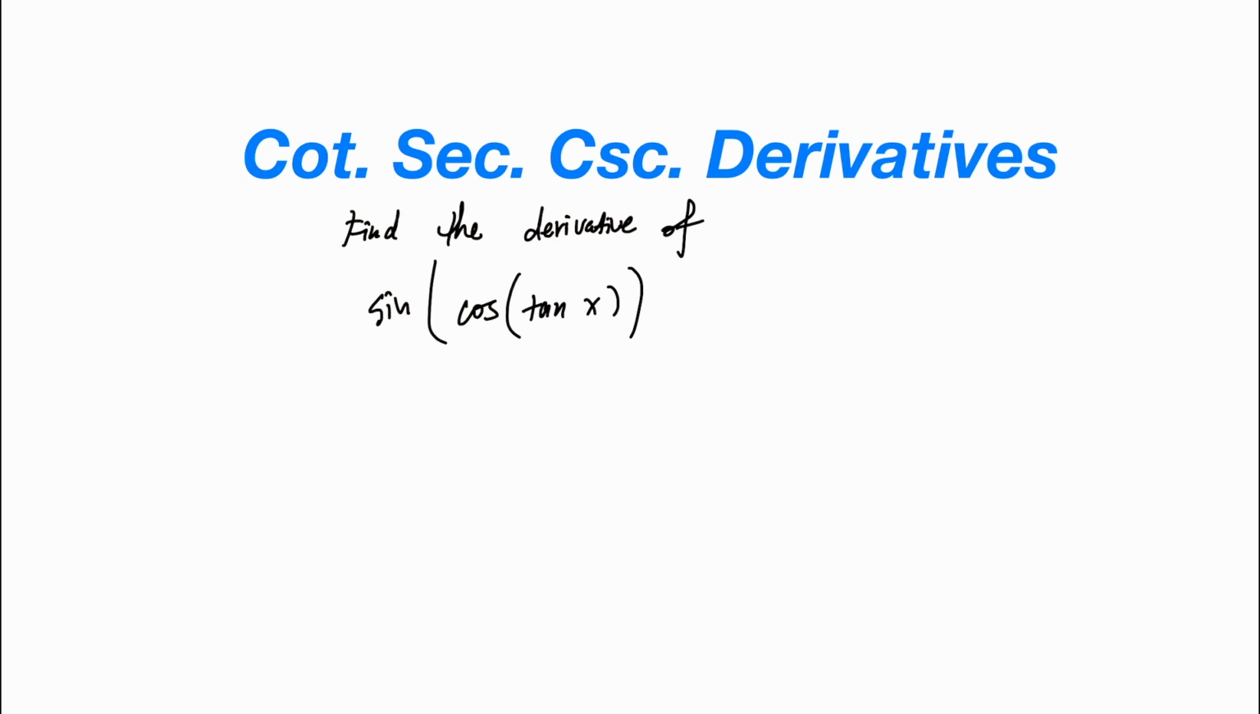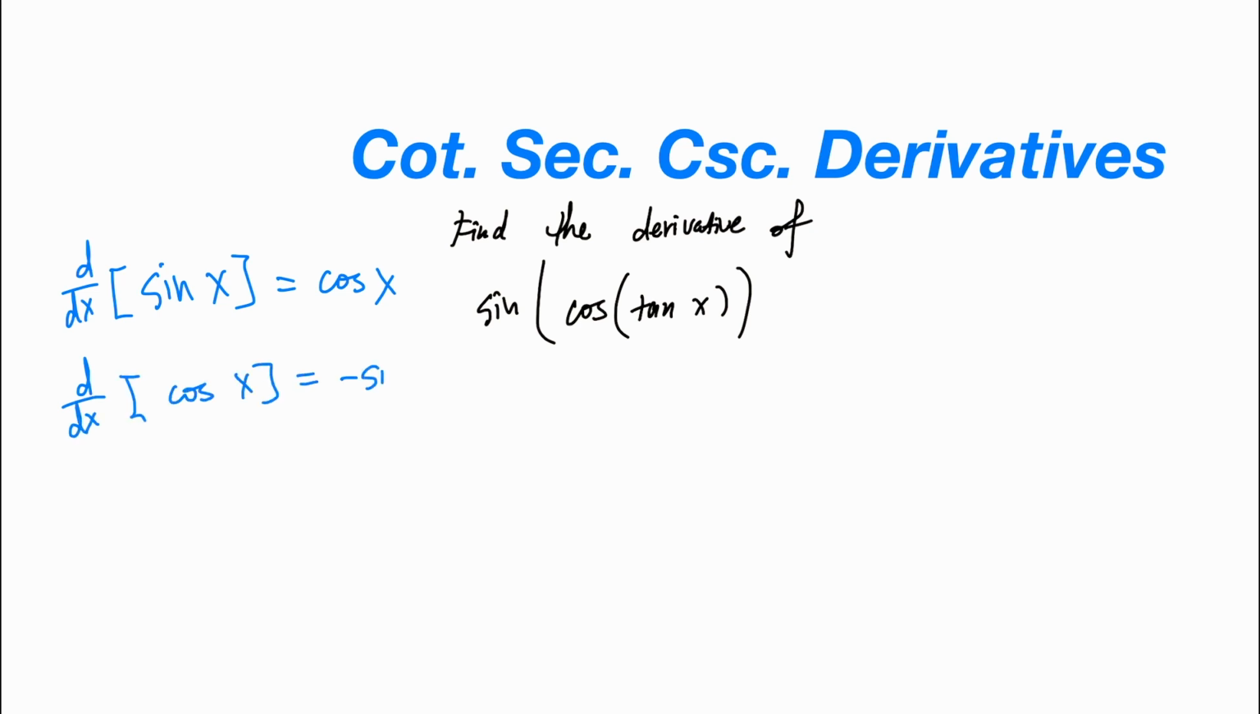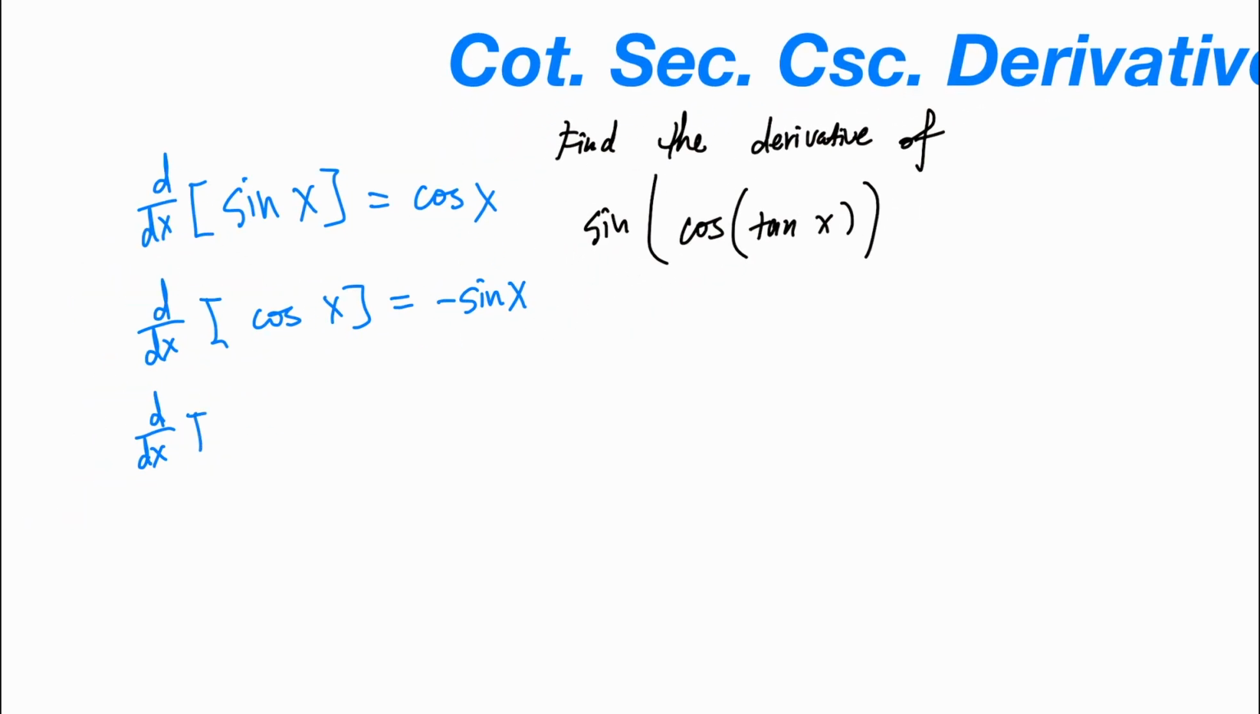So pause the video, of course, if you want to try this problem, and proceed with the video when you're done. So let's get started. First of all, we have sine of x. The derivative with respect to x of sine of x is equal to cosine of x. The derivative of cosine of x is equal to negative sine of x. And the derivative with respect to x of tangent of x is equal to 1 over cosine squared of x.